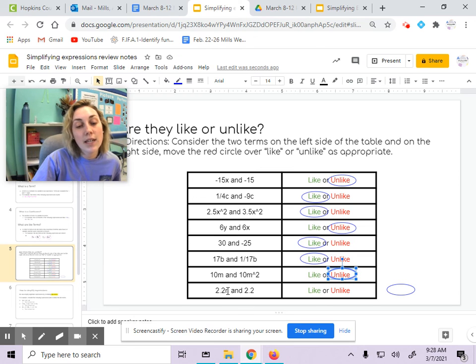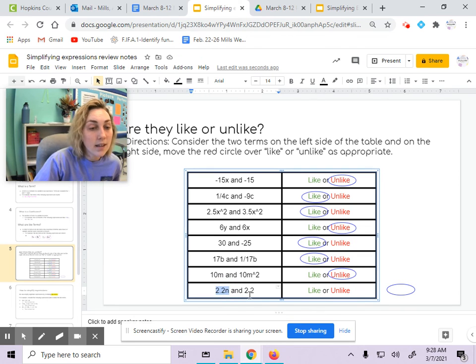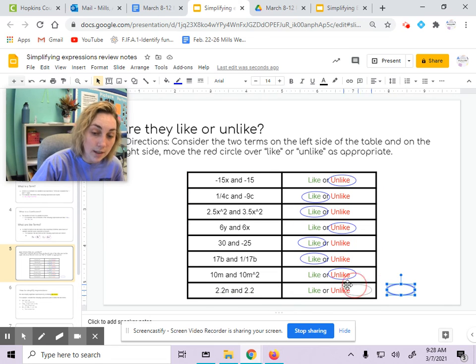And the very last one, we have 2 and 2/10 n, and then 2 and 2/10. Again, these do not have the same variable. The first one has an n. This one doesn't have anything. These are not going to be like terms. You could not combine them.